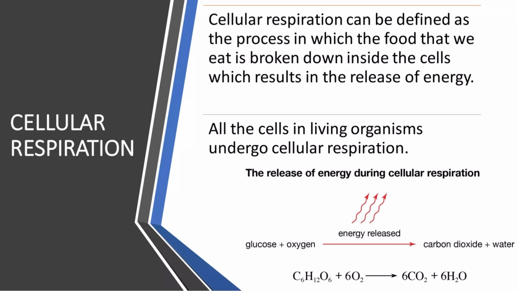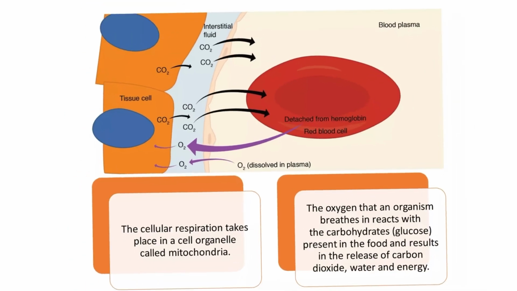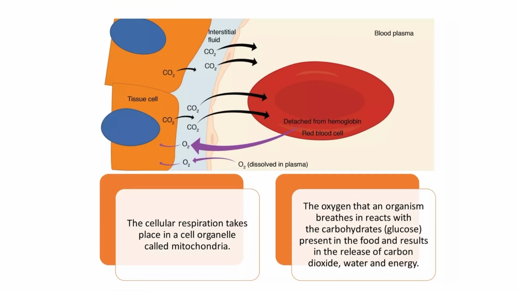Cellular respiration can be defined as the process in which the food that we eat is broken down inside the cells, which results in the release of energy. All the cells in living organisms undergo cellular respiration. The cellular respiration takes place in a cell organelle called mitochondria. The oxygen that an organism breathes in reacts with the carbohydrates, glucose, present in the food and results in the release of carbon dioxide, water, and energy.